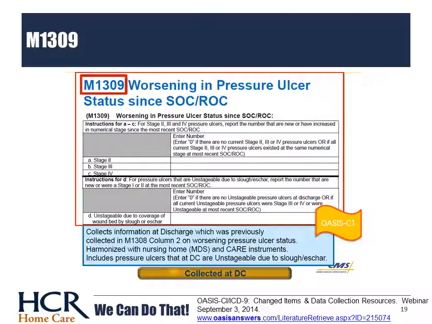Okay. The second part of the question is going to talk about those unstageables that are covered in slough or eschar. So the question will read, for pressure ulcers that are unstageable due to slough or eschar, report the number that are new or were a stage 1 or stage 2 at the most recent start of care or resumption of care. This question is a little bit more tricky, and we'll talk about it in more detail. But just like the first part of the question, you'll have to enter a number, either a 0 or any number higher.